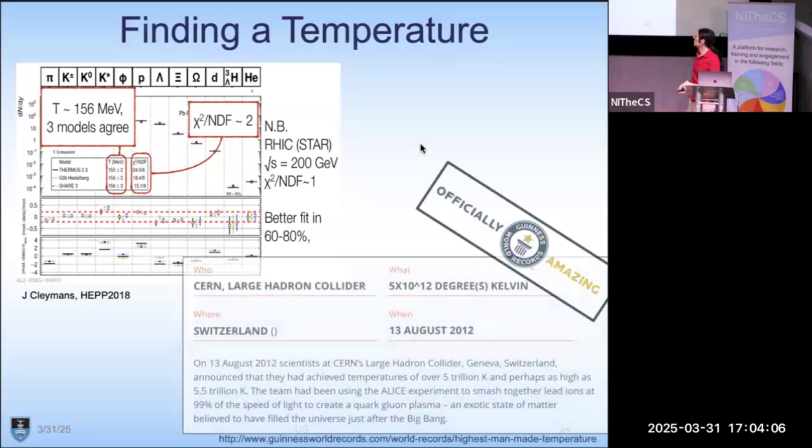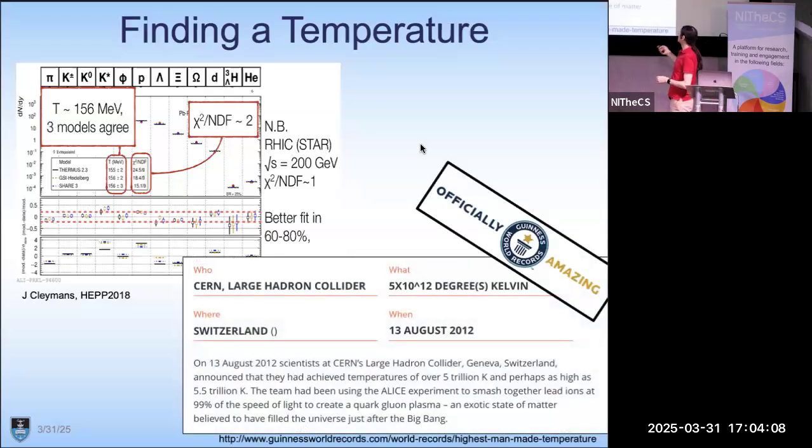And if you convert that to a more natural unit that you're used to, which is a Kelvin or a Celsius, the number you get is a trillion. So that's one way that you can measure the temperature of some object.